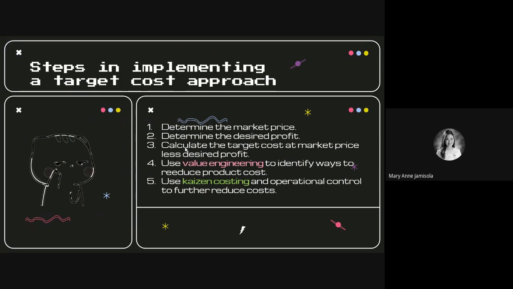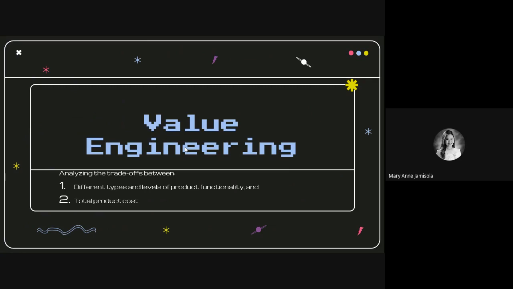So what is the role then of value engineering? Value engineering is used in target costing to reduce product cost by analyzing the trade-offs between two things. First, different types and levels of product functionality, and second, total product cost. An important first step in value engineering is a consumer analysis that we perform during the design stage of the new or the revised product. The consumer analysis will then identify critical consumer preferences that define the desired functionality for the new product.